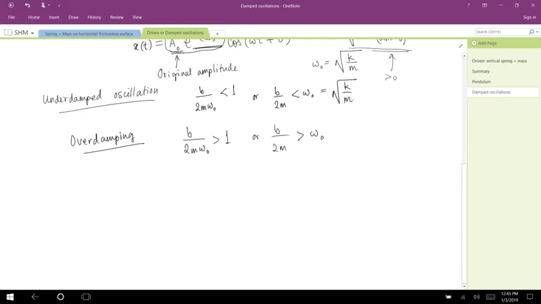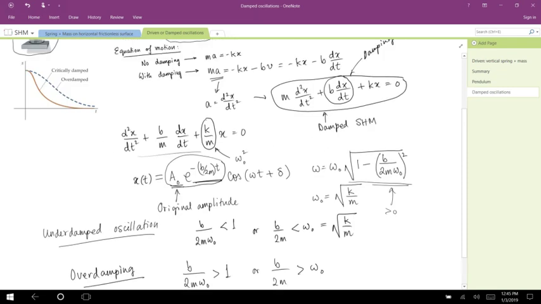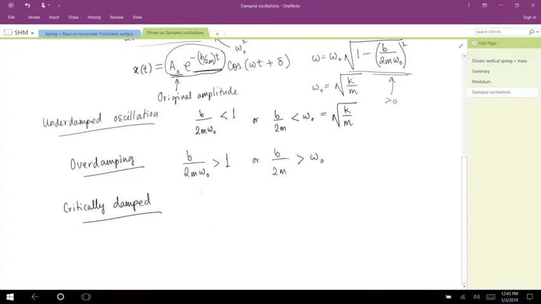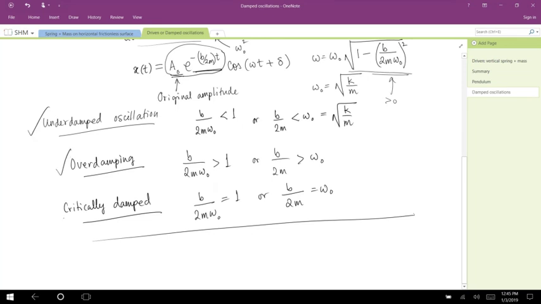Great. So these are two different conditions, and there is one more condition. There's this critically damped situation. So again, for critical damping, there is no oscillations. This is the orange curve here that shows the critically damped situation. There's no oscillation, and you can guess that the third condition is just b over 2m omega naught is equal to 1, or b over 2m is equal to omega naught. So these are the three conditions for damped oscillations. There is the underdamped oscillation, there's overdamping, and critically damped.